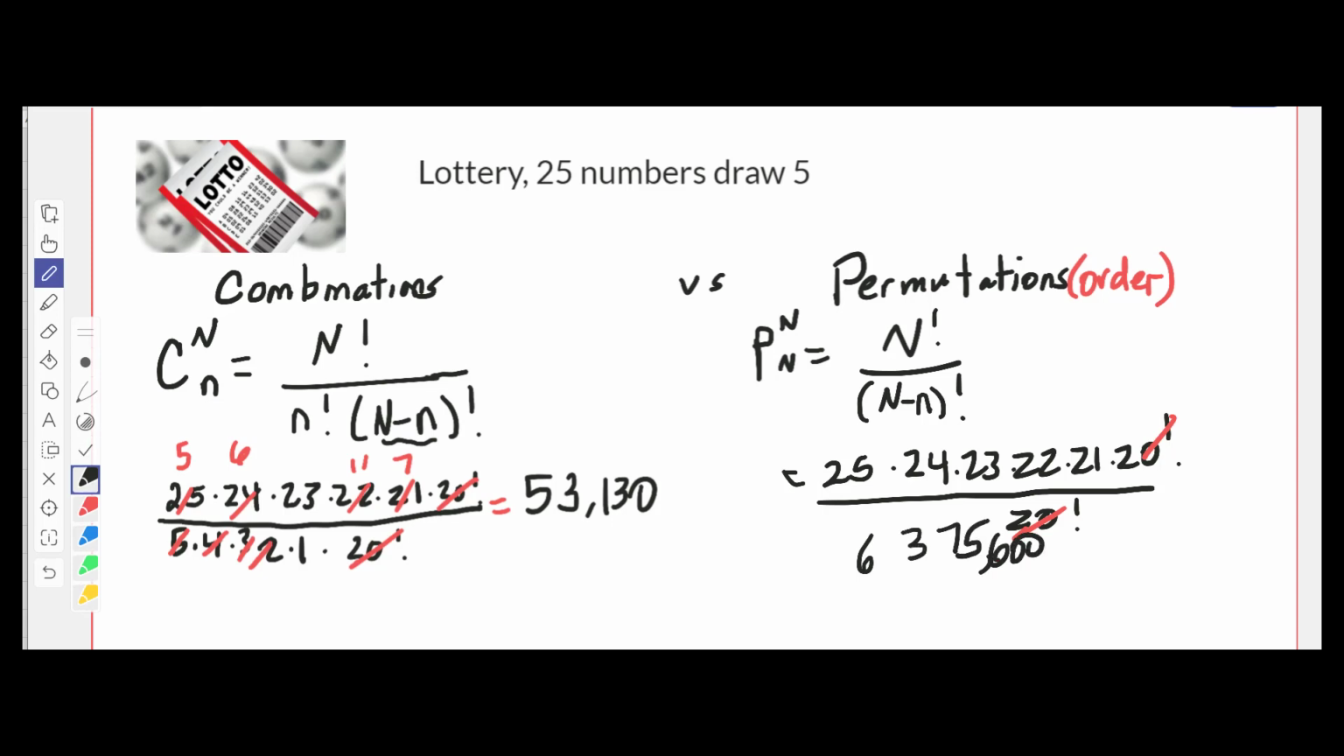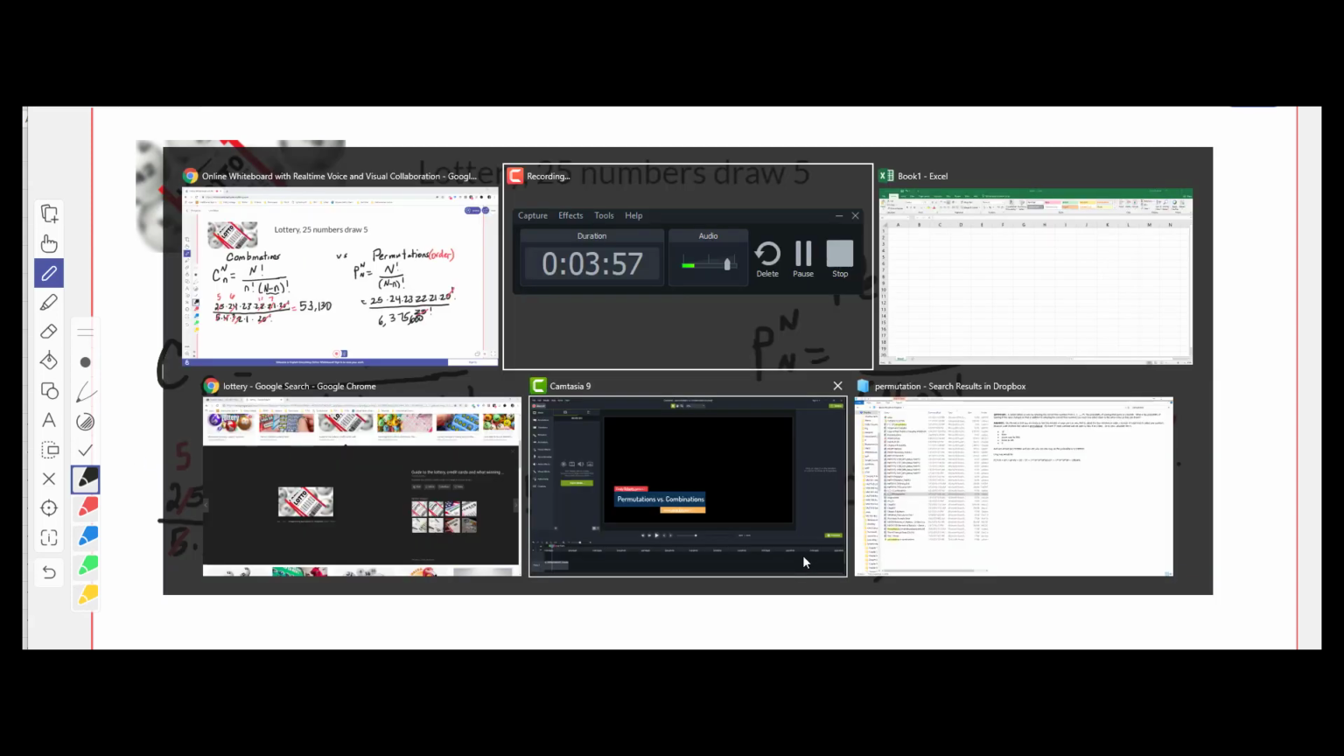6,375,600. Sorry for my messy handwriting. Look at the difference in the number of ways. That's incredible, right? So combinations, order doesn't matter. Permutations, order matters.